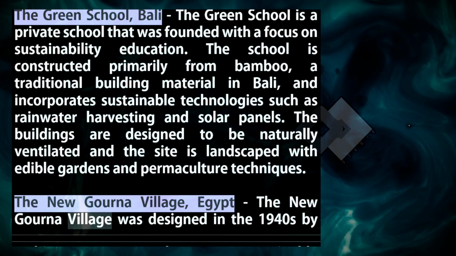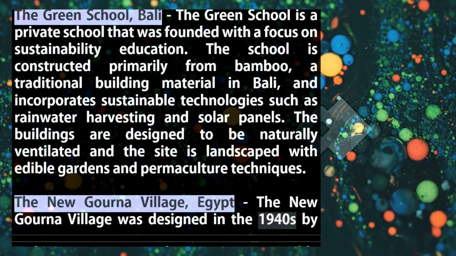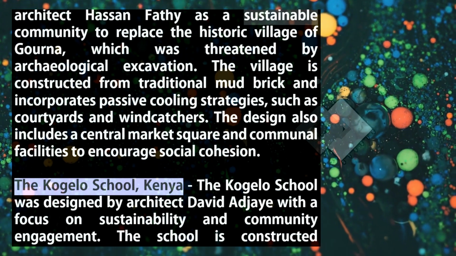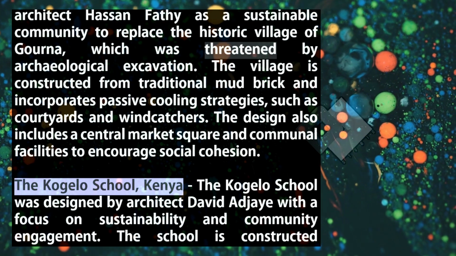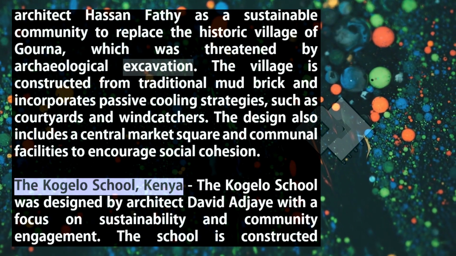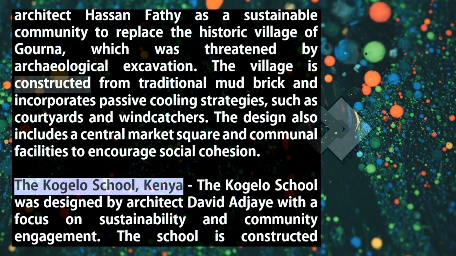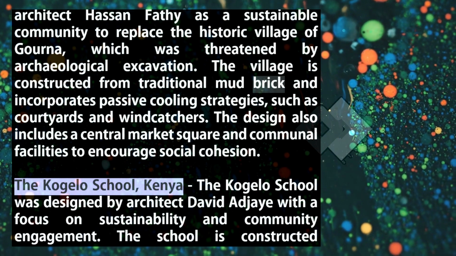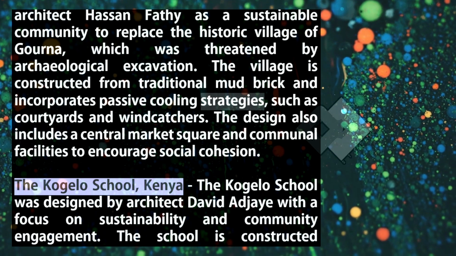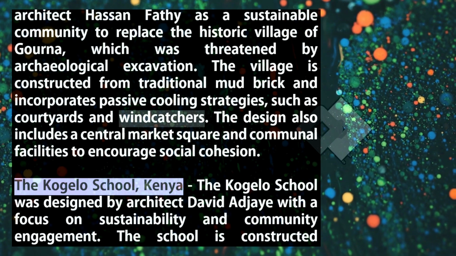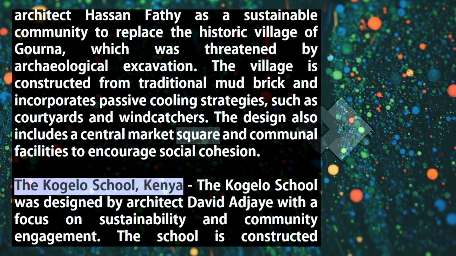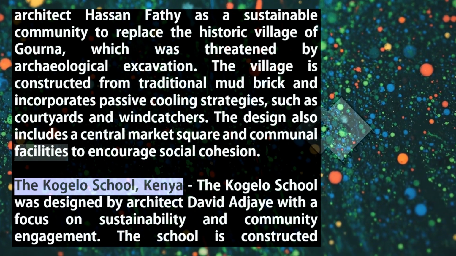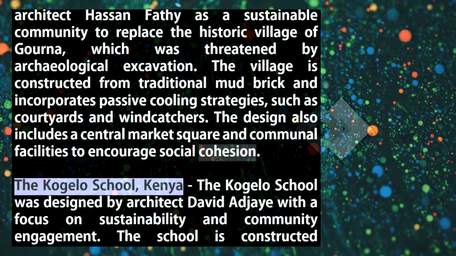The New Gourna Village, Egypt. The New Gourna Village was designed in the 1940s by architect Hassan Fathy as a sustainable community to replace the historic village of Gourna, which was threatened by archaeological excavation. The village is constructed from traditional mud brick and incorporates passive cooling strategies, such as courtyards and wind catchers. The design also includes a central market square and communal facilities to encourage social cohesion.